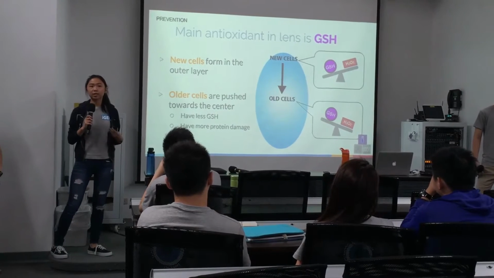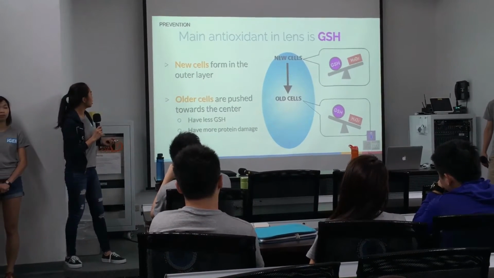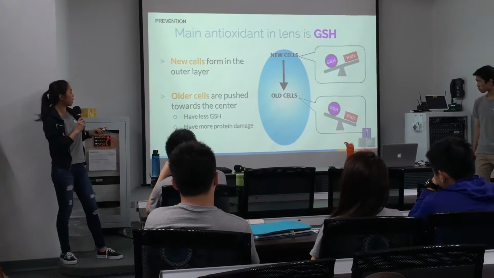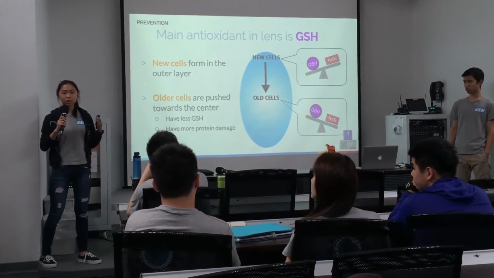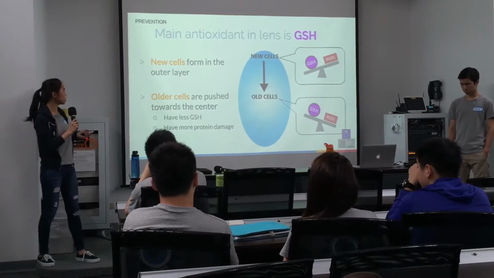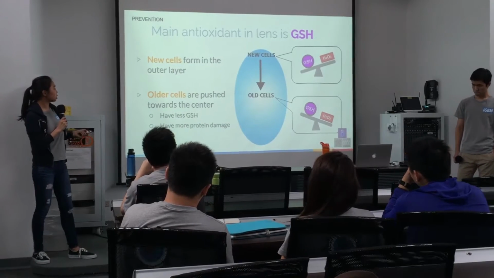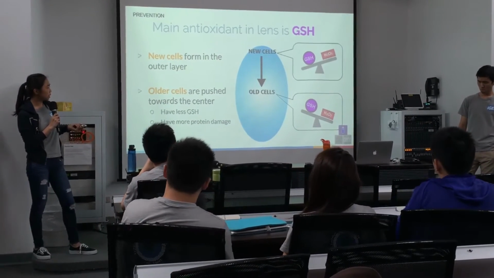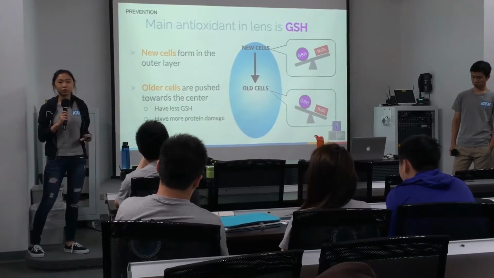The main antioxidant in our body is called glutathione, or GSH for short. New cells in our lens form around the outer layer of our lens, and as they form, they push the older cells to the center, the nucleus. In older cells, we have less GSH, and so when hydrogen peroxide overwhelms the defense system, it leads to more damage in the proteins.